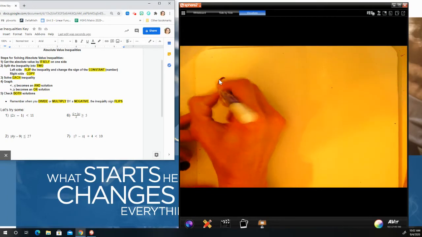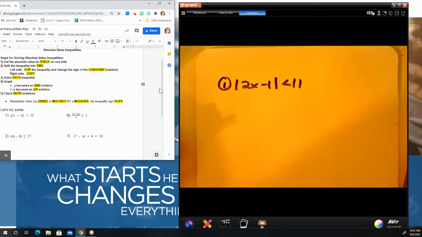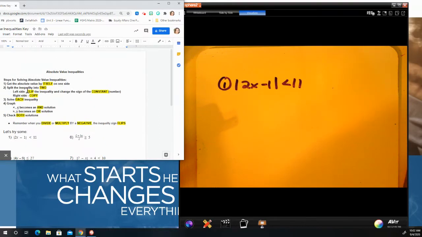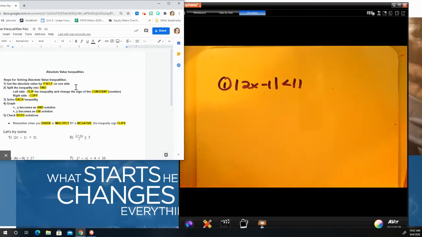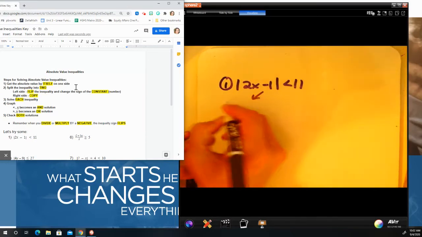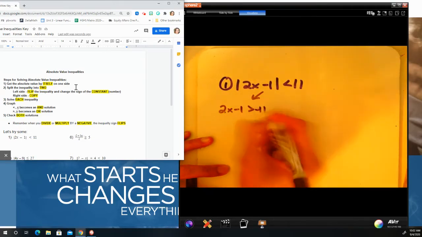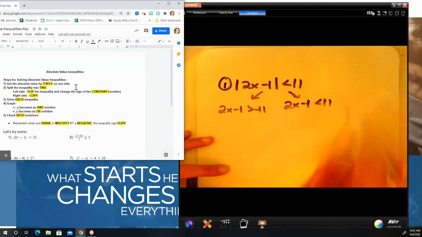Okay, so number 1, we have the absolute value of 2x minus 1 is less than 11. I wanted this up so that we could go through the steps as you solve it. Step 1, get the absolute value by itself on one side. This is by itself because there's nothing outside those bars. So when I split the inequality into 2, on the left inequality I'm going to flip the inequality and change the sign of that constant, which is 11. On my right side, I'm just copying it down, but now without the absolute value.